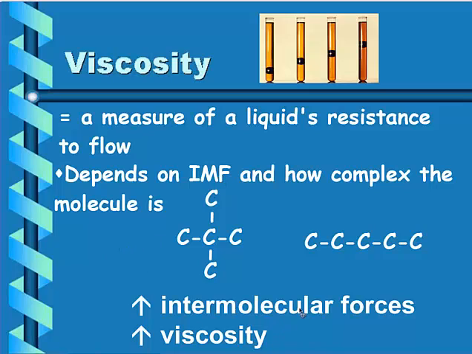The greater the intermolecular force, the greater the viscosity. The more complex it is, the greater the viscosity. So here we have two forms of pentane. They both have 5 carbons, but the one on the left is more complex than the one on the right, making it harder for the molecules to flow past each other.